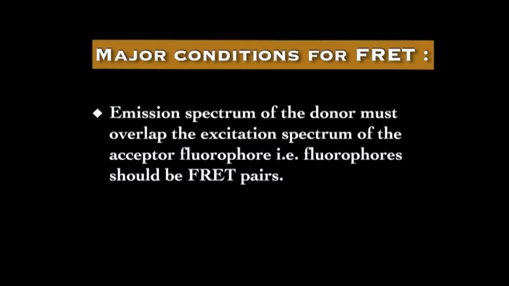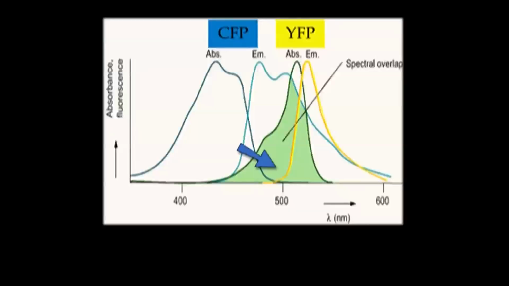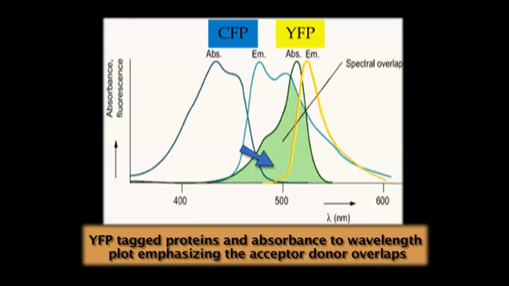Now, what are the major conditions of FRET? Can any two fluorophores act as FRET pairs? Now, this is very important to know. In reality, not all fluorophores can act as a FRET pair. The first important condition of a fluorophore to be a FRET pair is that the two fluorophores should have some overlap of their spectra. What I mean by that is the emission spectrum of the donor fluorophore should have an overlap with the excitation spectrum of the acceptor fluorophore, due to which the energy is transferred into the acceptor fluorophore.